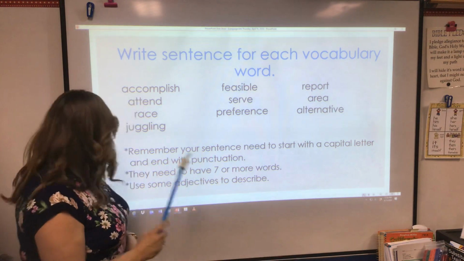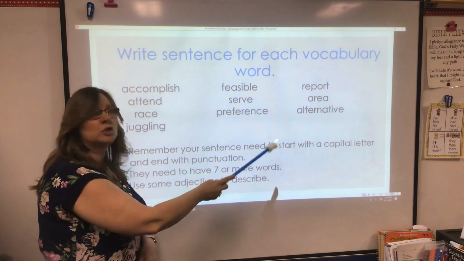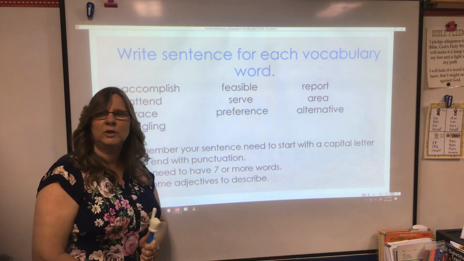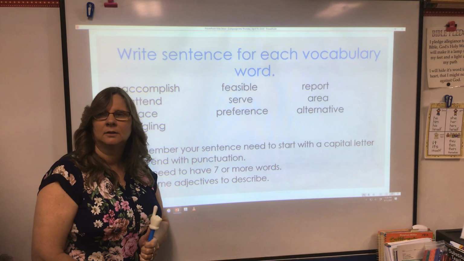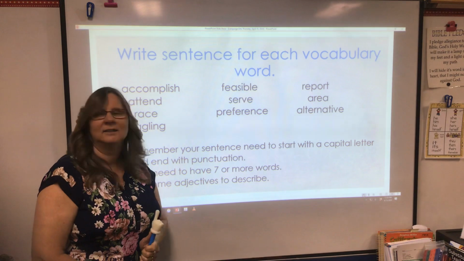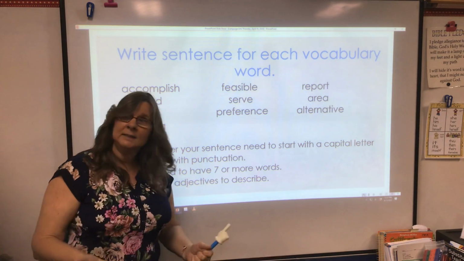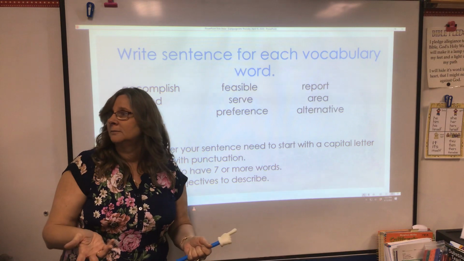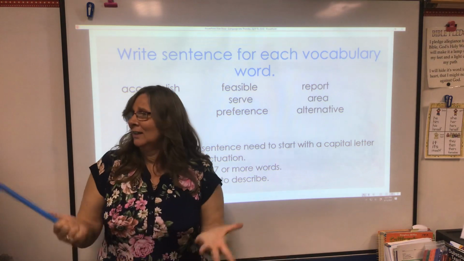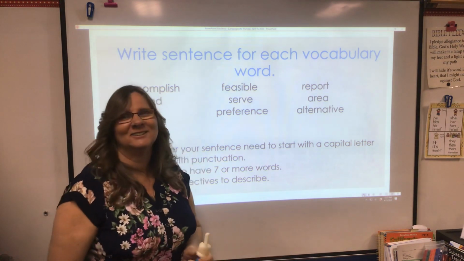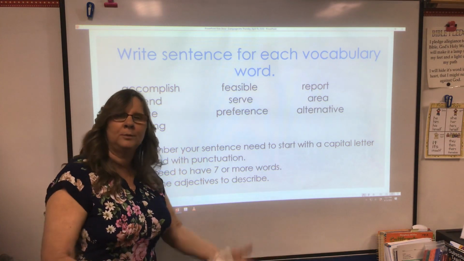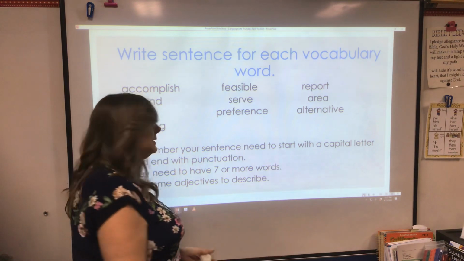Remember, when you write your sentences, your sentence needs to start with a capital letter and end with punctuation. If you're asking a question, what's it going to end with? A question mark. You are right. If you are doing a telling sentence, what are we going to end with? A period. If you're writing a sentence where you're just so excited, what are you going to end with? An exclamation point. Good job. So make sure you do that. A lot of you, for some reason, you don't want to put that end punctuation. Make sure you put it at the end of your sentence.